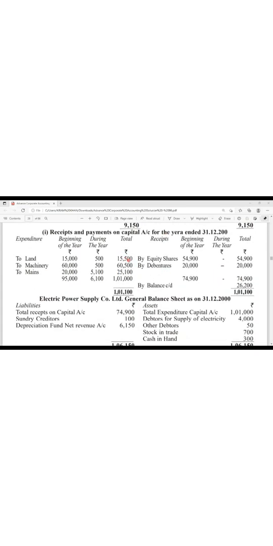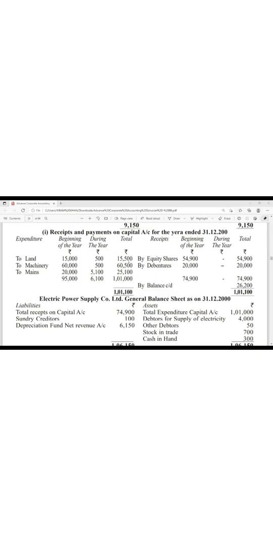Here is the receipts and payments on capital account. Capital amount is always used for the purchase of fixed assets. Receipts and payments on capital account should be in the receipts and payments on capital account only. Fixed assets should be taken on the debit side, and all the long-term liabilities should be written on the credit side. Here we are taking the fixed assets given in the question, that is, to land 15,000 for the previous year and 500 for the current year.